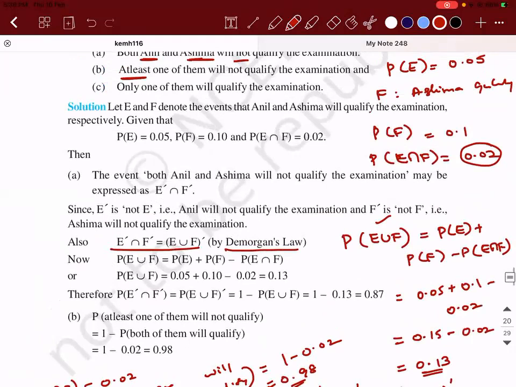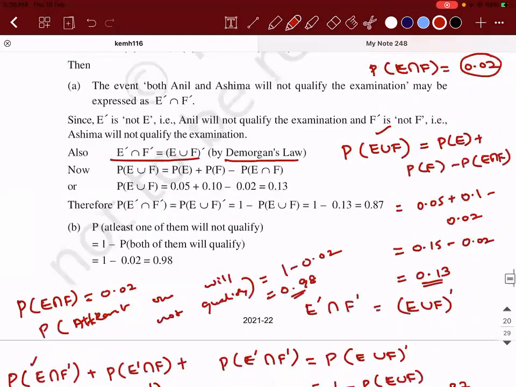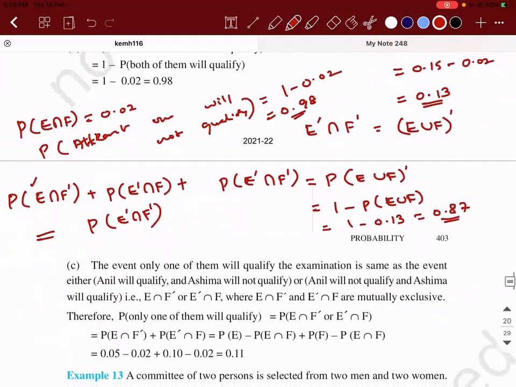And last, only one of them will qualify the examination. So only one of them means this should happen or this should happen. This should not happen. Is it clear?